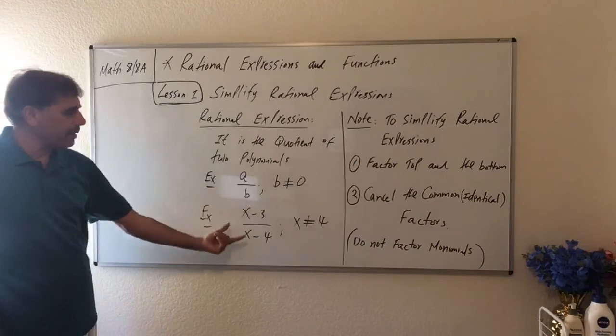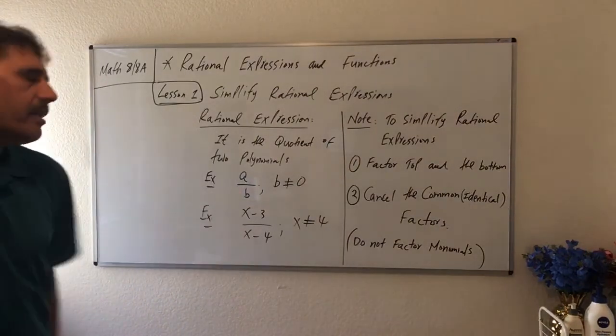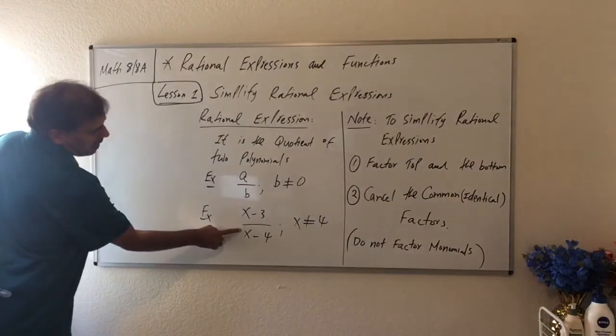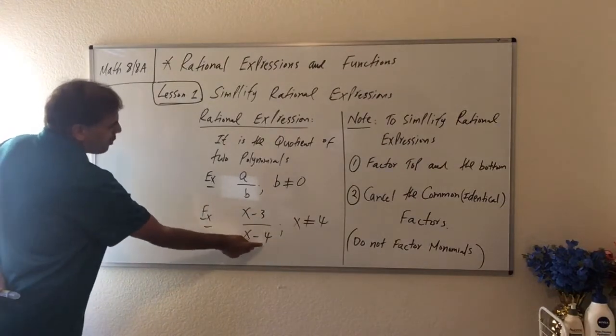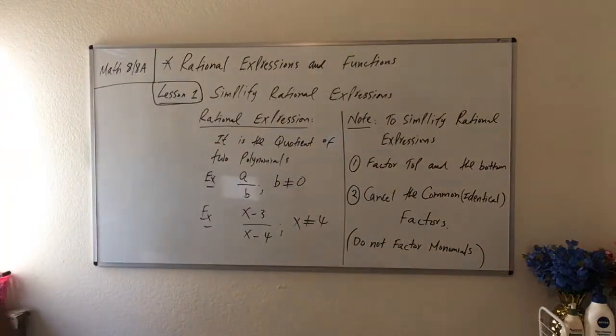If this is binomial, the denominator is x minus 4. And again, the denominator cannot be 0. Well, this means, think about it, what minus 4 is 0? So 4. So 4 minus 4 is 0. This means at x equals 4, your rational expression will be undefined.